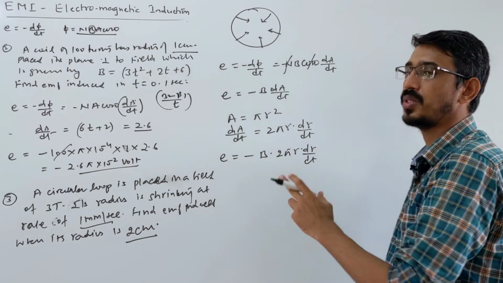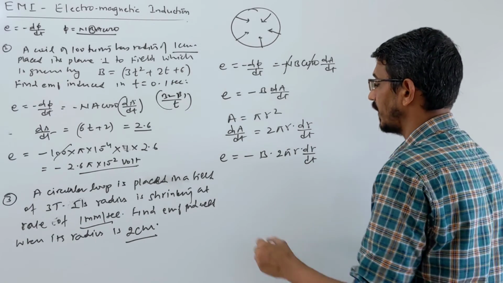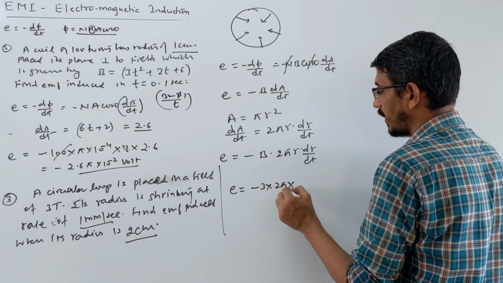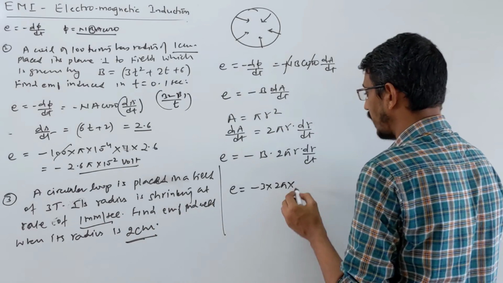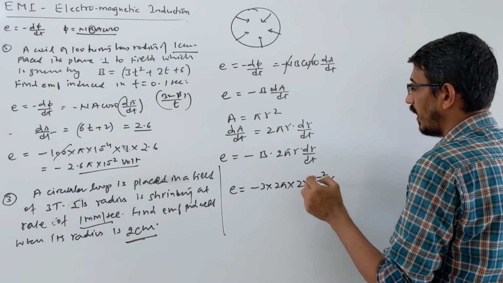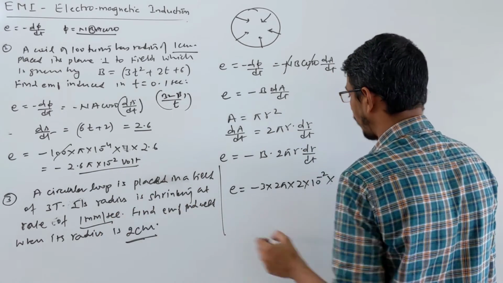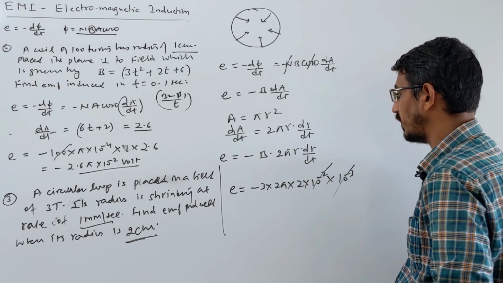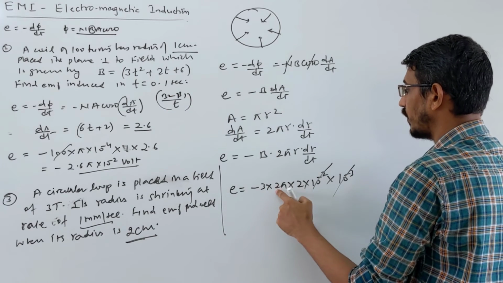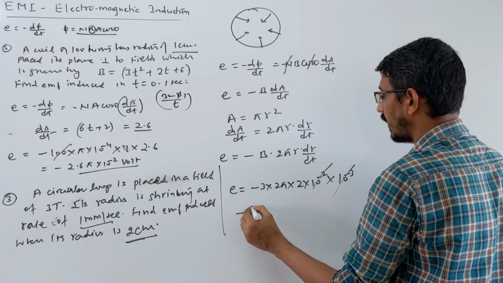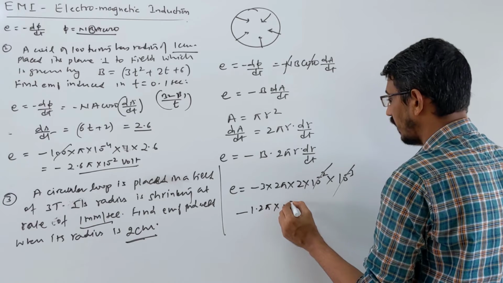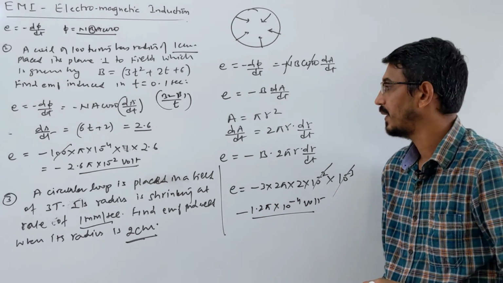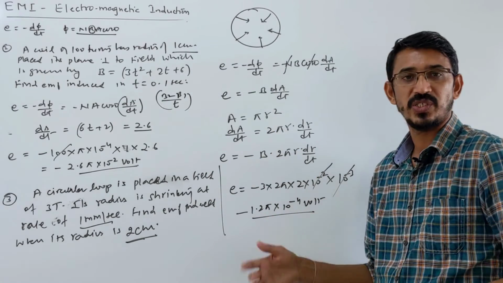And exactly a similar question has been asked 3 times in NEET. So E is equal to minus B, given as 3 Tesla, into 2 pi into the radius. At what radius are they asking? 2 centimeters, so 2 into 10 power minus 2. And the rate of change of radius is 1 mm per second, which is 10 power minus 3. 10 power minus 3 minus 2 gives minus 5, and this becomes 4, 3. So minus 1.2 pi into 10 power minus 4 volt is the answer. So this was an example of how the area is changing.